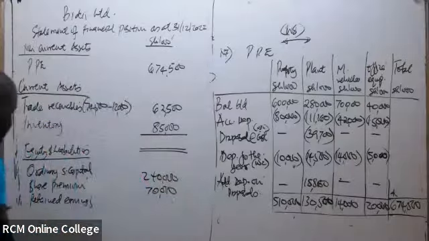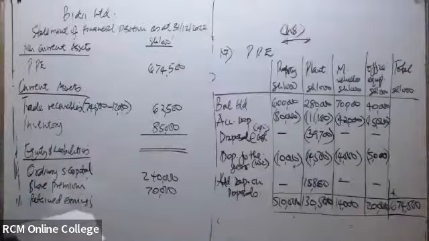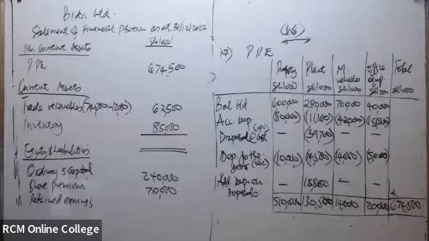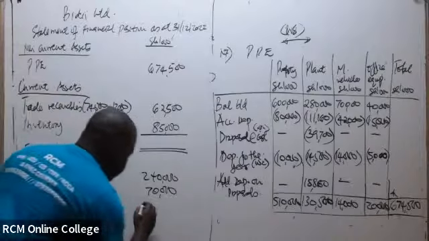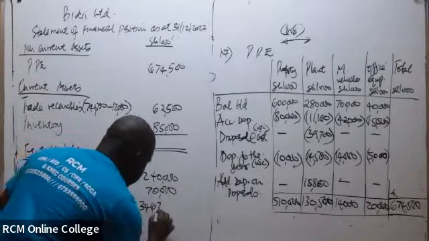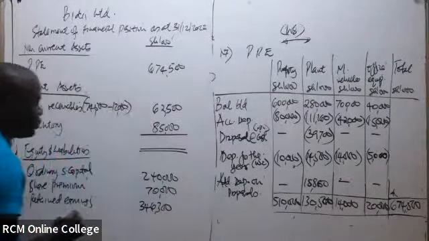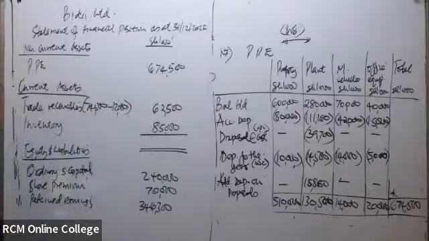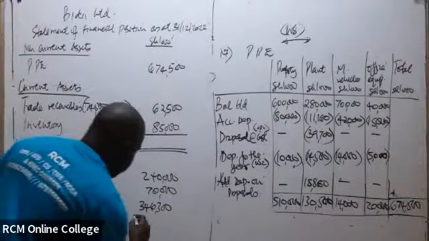What about in this case retained earnings, the ones we computed in the statement of changes in equity by the end of the year? The retained earnings in the statement of changes in equity, it was how much? 346,300. And therefore, I think those are the only items of equity.